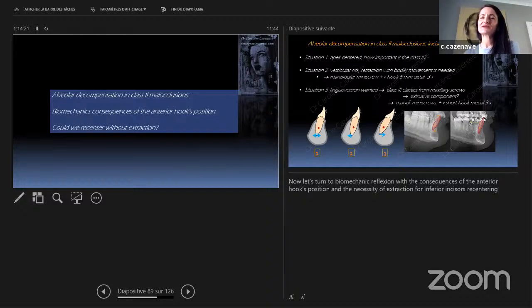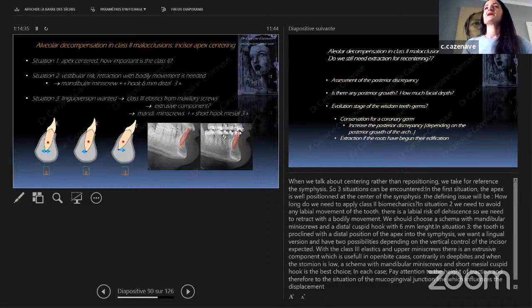Now, let's turn to biomechanics reflection with the consequence of the entire hook's position, the necessity of extraction for inferior incisor recentering. When we talk about centering rather than repositioning, we take for reference the symphysis. I mean all the bone.